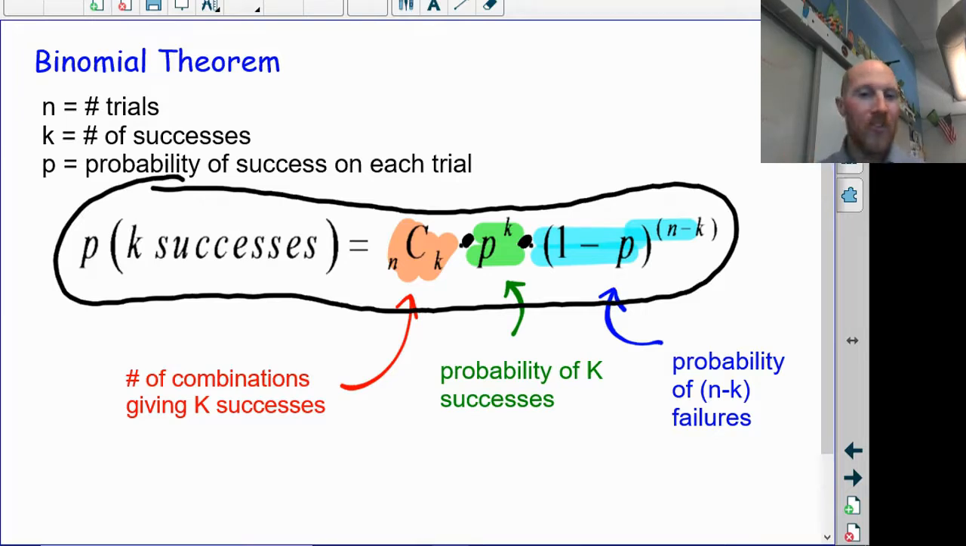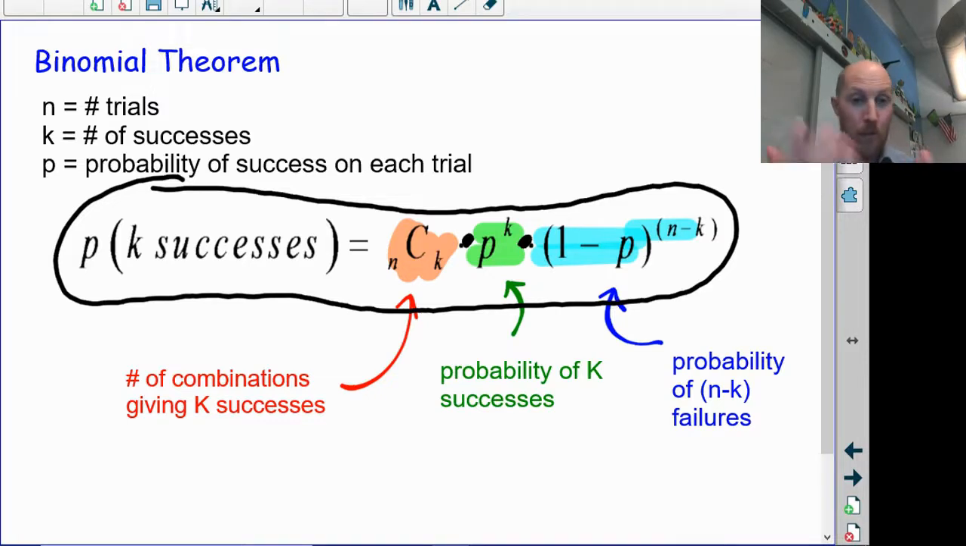The green part focuses just on success. What's the probability of success? That's the base. And what is the number of times that I got success? That's the exponent. So if I'm going to use the dice example, 1/6 is my probability of winning. And then if I'm going to get 12 successes, I win 12 times, that'd be my exponent. So everything in green is about wins.